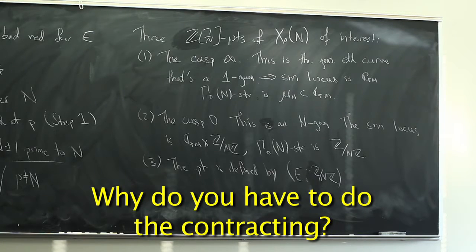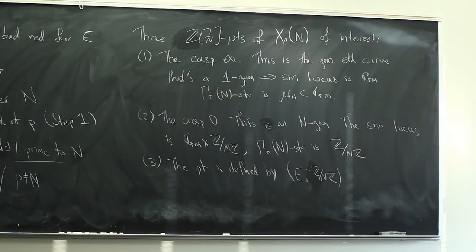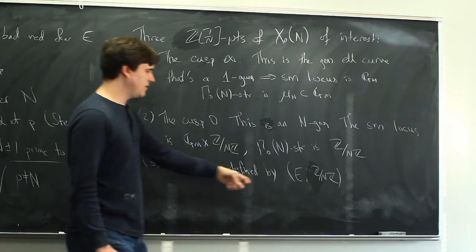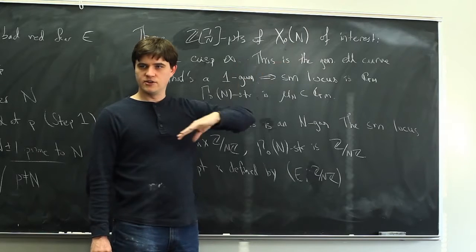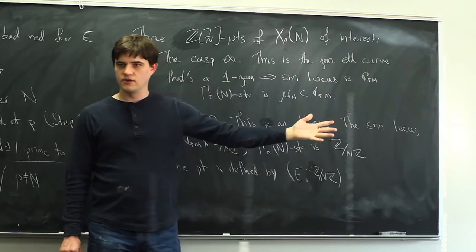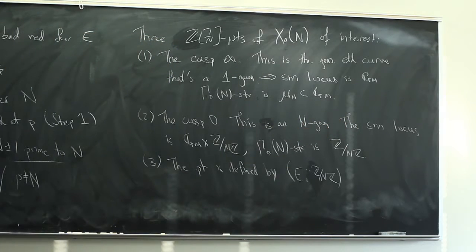Just because of what the definition... Okay, so there's two things that you could say. You could say that this clearly defines a point here of X_0(n) over Q, and this is a proper thing, so you can just extend it to Z[1/n], right? You could do that. But that doesn't tell you what the interpretation of the point is.